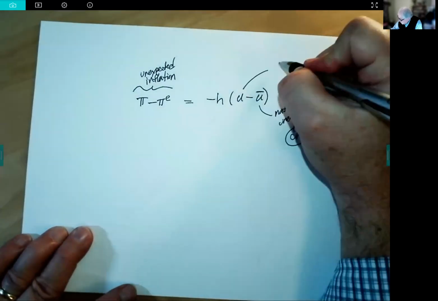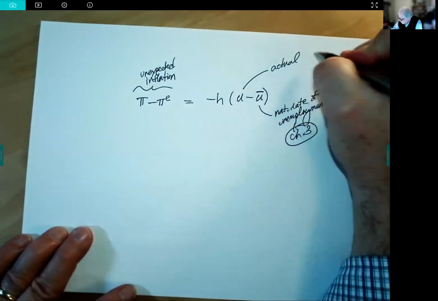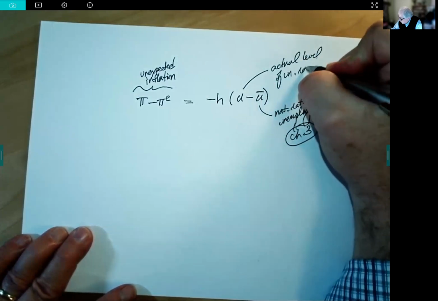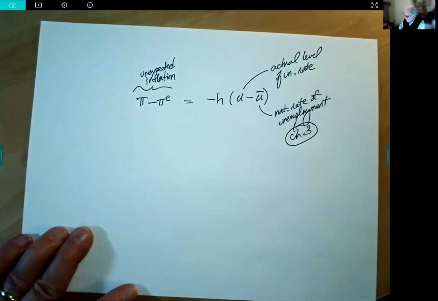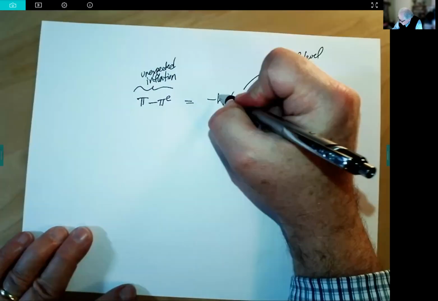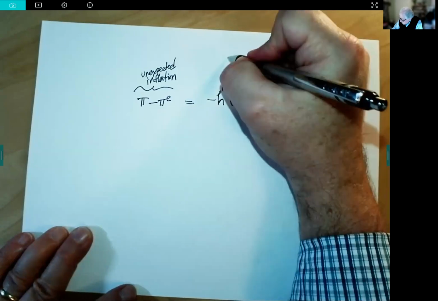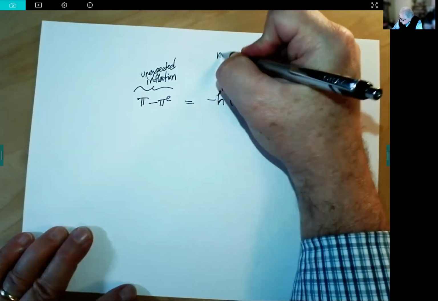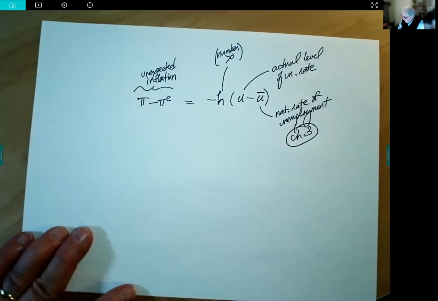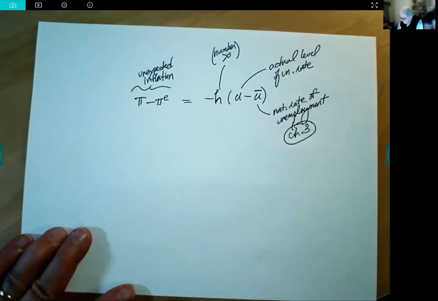And U is the actual level of unemployment, of the unemployment rate, the one we read about in the newspaper or hear about in the news. H is just a number, it's positive, greater than 0. It's a slope of a curve. We're going to talk about that in just a moment.